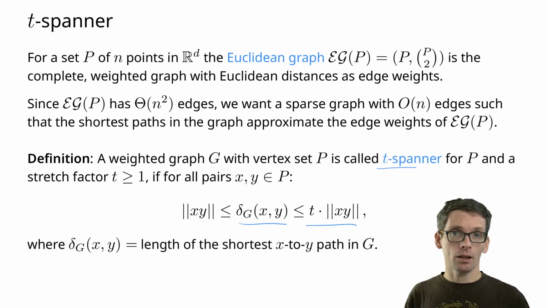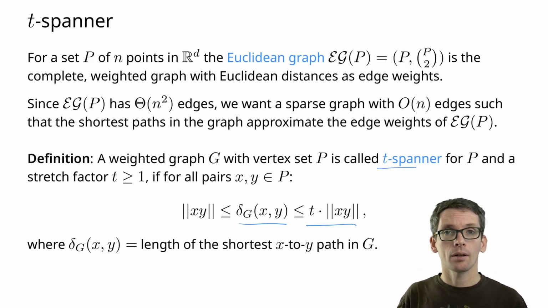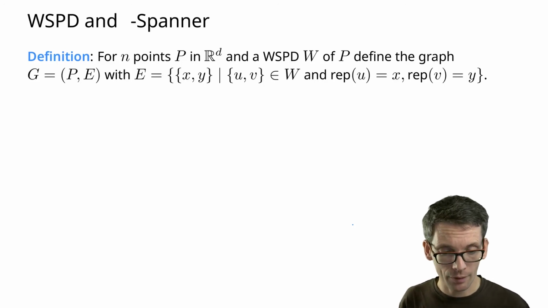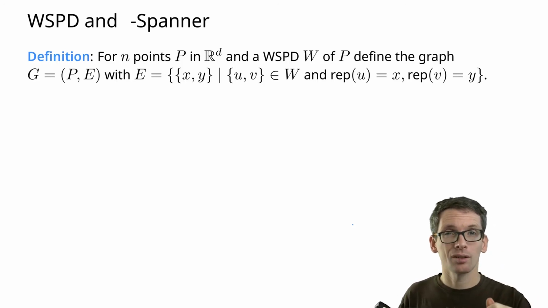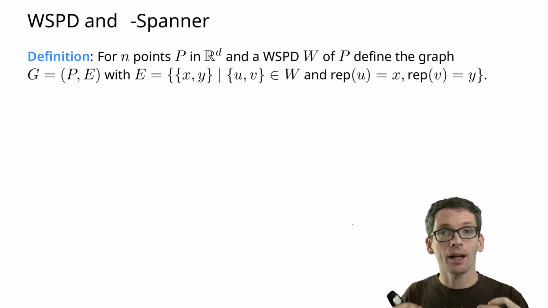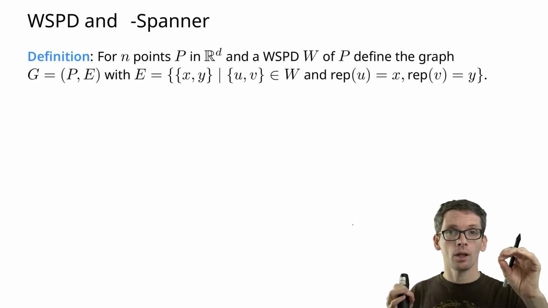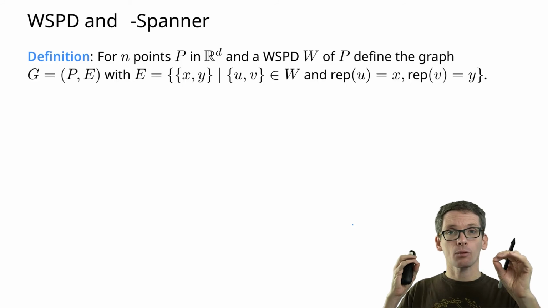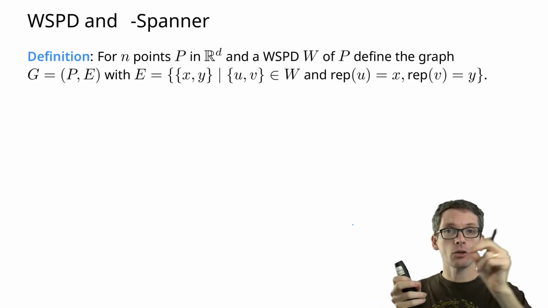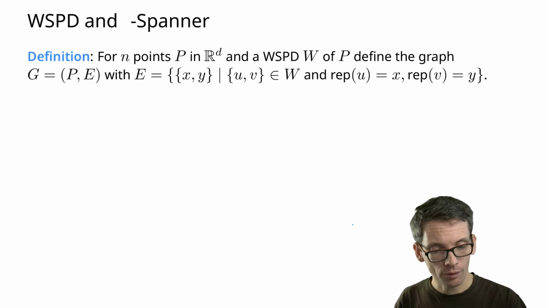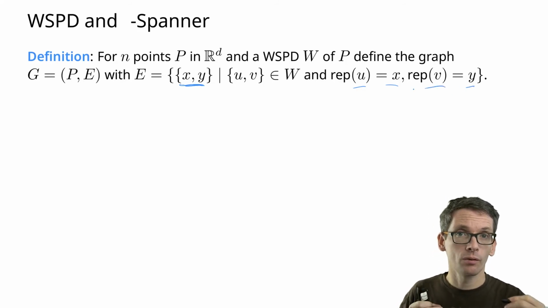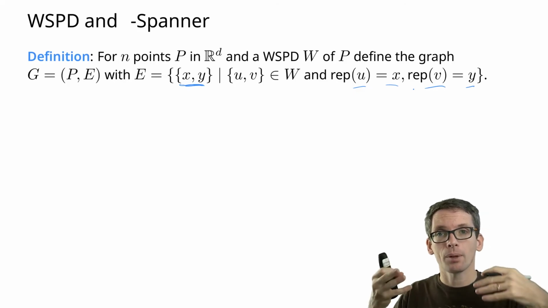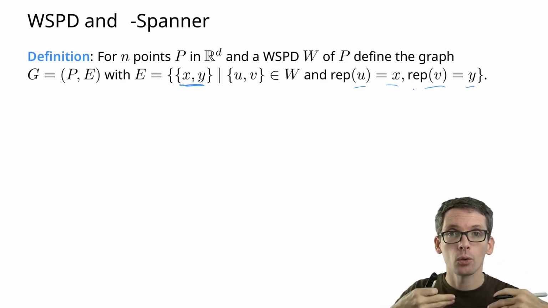And now, given a well-separated pair decomposition, there's a very simple construction to get a spanner, and that is the following. For every well-separated pair, I simply take an edge. More specifically, every well-separated pair corresponds to a pair of quadtree nodes. These quadtree nodes have representatives, and we take an edge between those two representatives. So we take the graph with edges x, y, where x is a representative of a quadtree node u, y is a representative of a quadtree node v, and we do this for any well-separated pairs u, v.